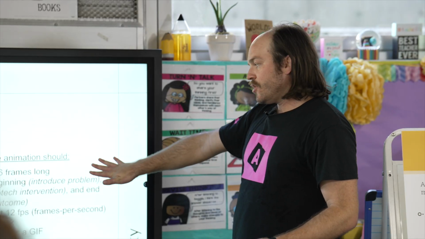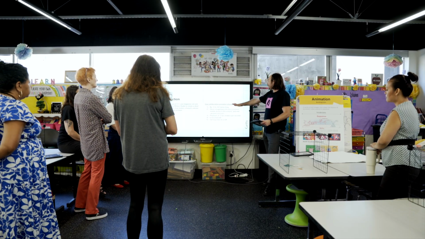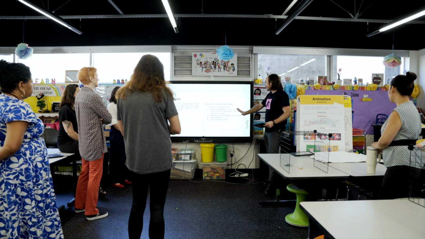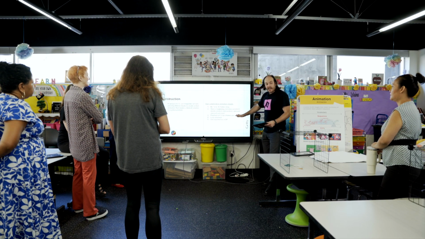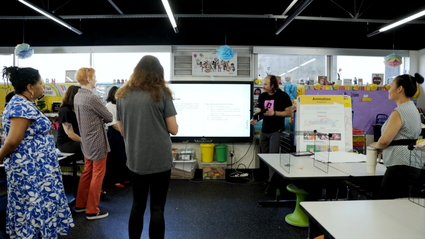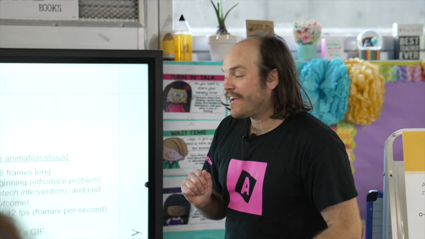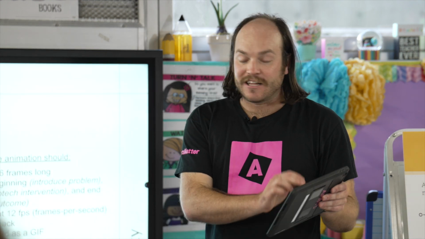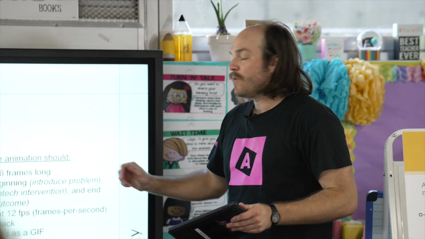Keeping in mind a structure where there's a beginning, middle, and end: introduce the problem, biotech intervention, desired outcome. Play back at 12 frames per second, and show back to me that you know where the little thing is. Loop the playback if you can. That's also in that little gear symbol. And then we're going to export it as a GIF.